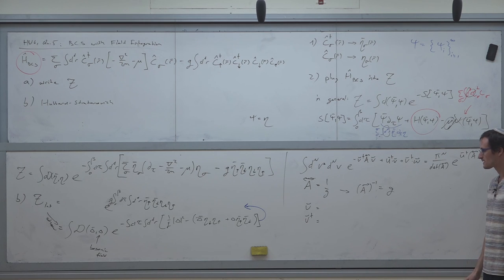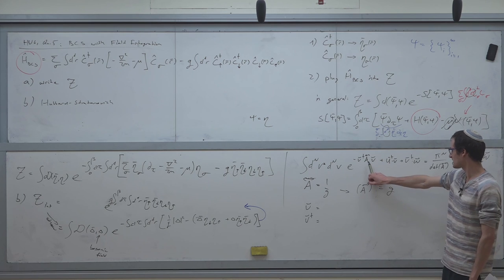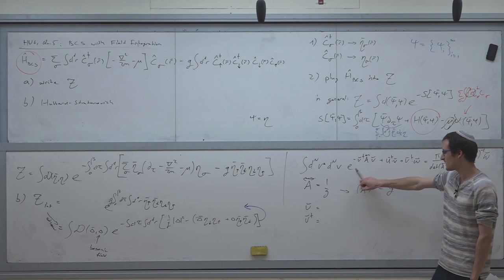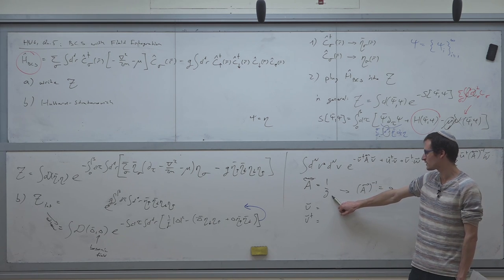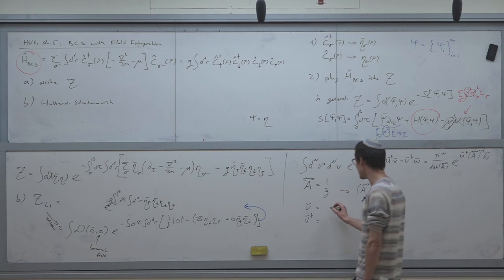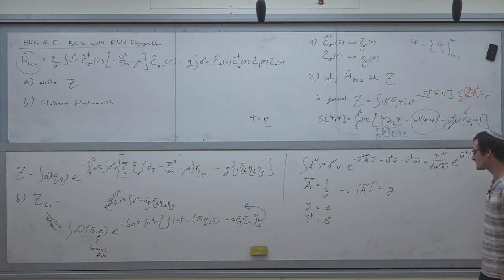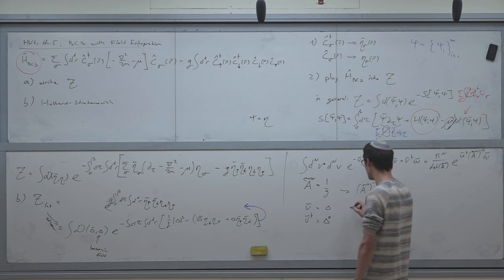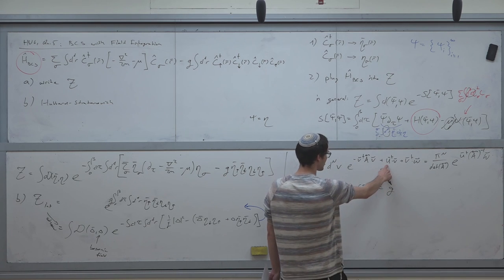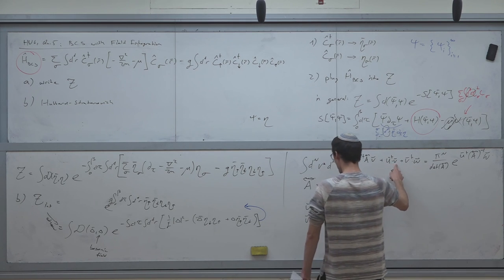V is the thing that multiplies A. We said that A is 1 over G, so what multiplies 1 over G? Right, there's a delta and a delta star, right? One of whichever you want. It's degenerate. And if this is V, then what is U? Right, there's a term here, U dagger V. So what multiplies V in the linear term?